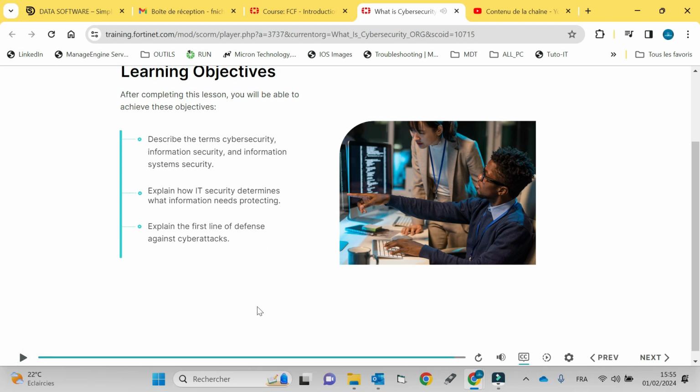So what we will learn in this lesson: we will describe the terms cybersecurity, information security, and information systems security, InfoSec. Explain how IT security determines what information needs protecting, and explain the first line of defense against cyber attacks. I guess it's clear. We'll continue. Click Next to continue.